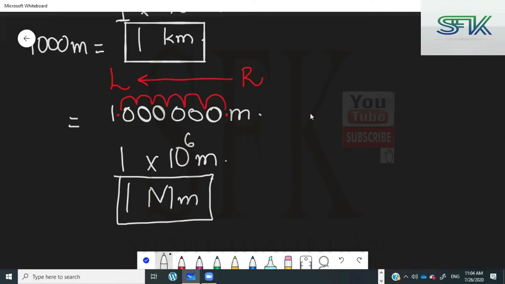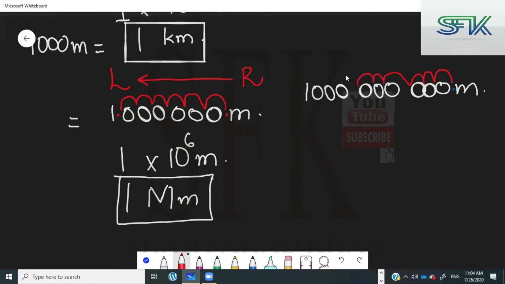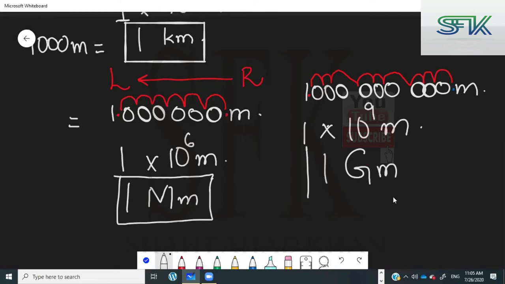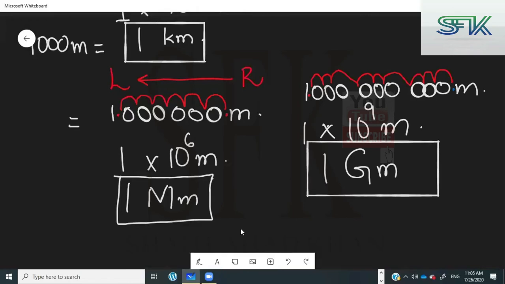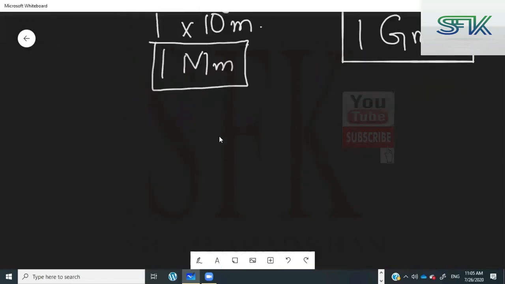Let's do one more example. 9 zeros with a 1. Again, you've got this decimal in the end. Move it to the right hand side of 1. So 1, 2, 3, 4, 5, 6, 7, 8, 9. It's right over here. It's going to become 1 multiplied by 10 raised to the power of 9 meters. 10 raised to the power of 9 can be replaced by giga. So it's going to be 1 gigameter. This is how you convert the simple numbers into prefixes.